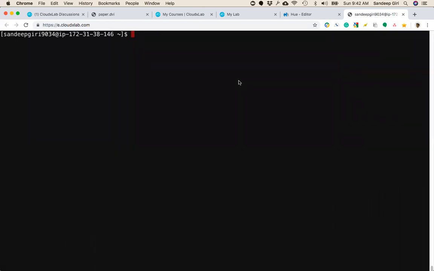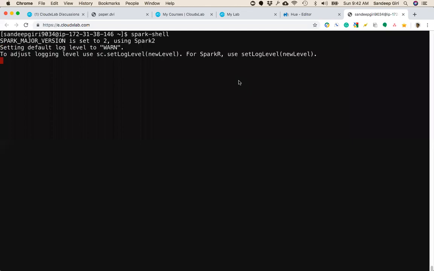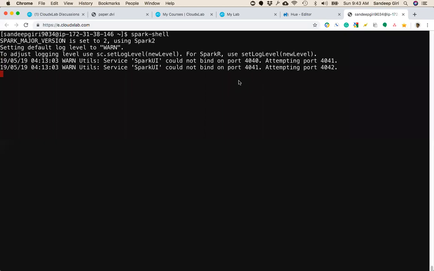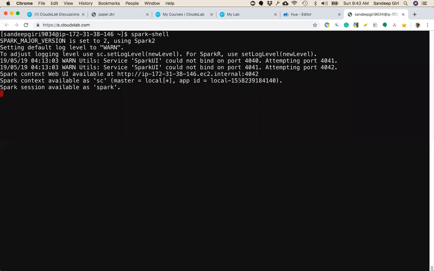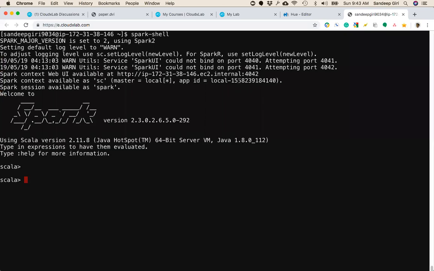Okay. If you want to use Spark in Scala, you can just use Spark shell. Don't get intimidated by this. This is basically launching Spark. This is an interactive console of Spark. I can load the data using this.